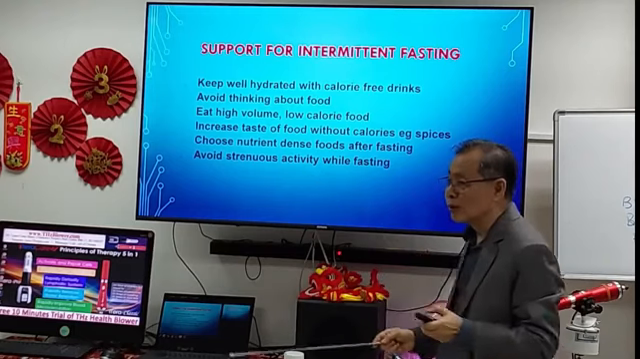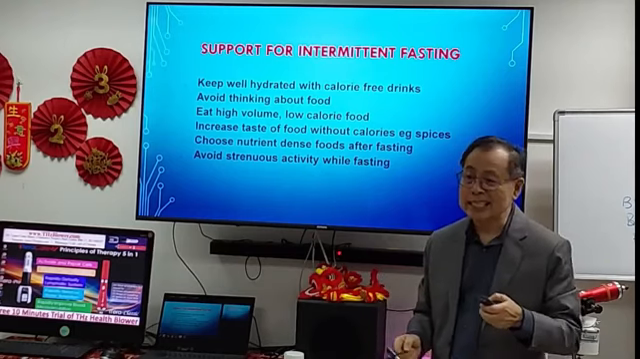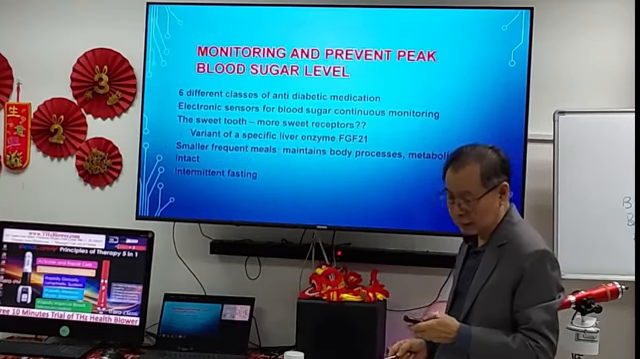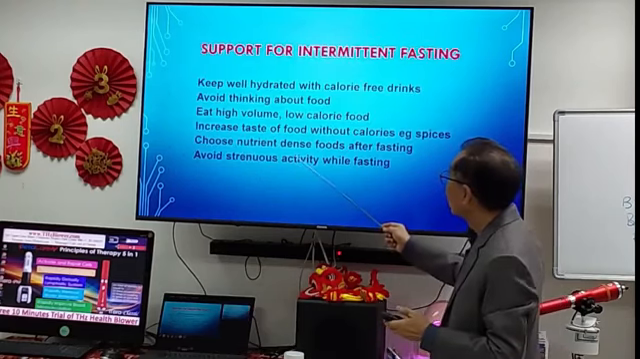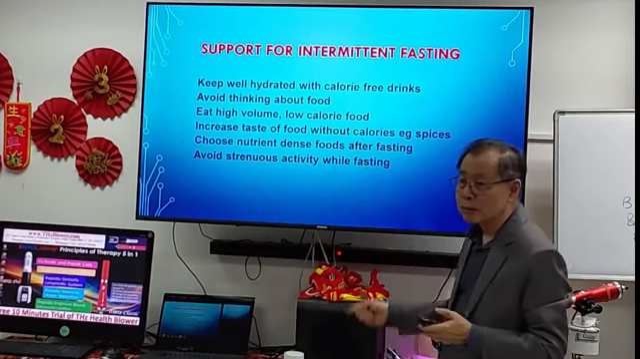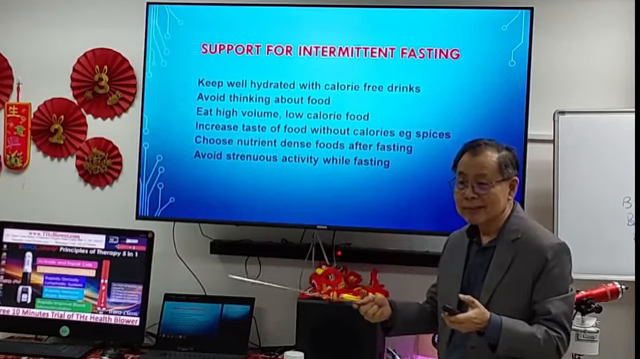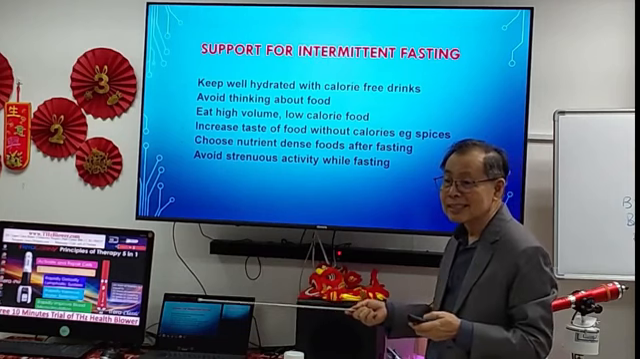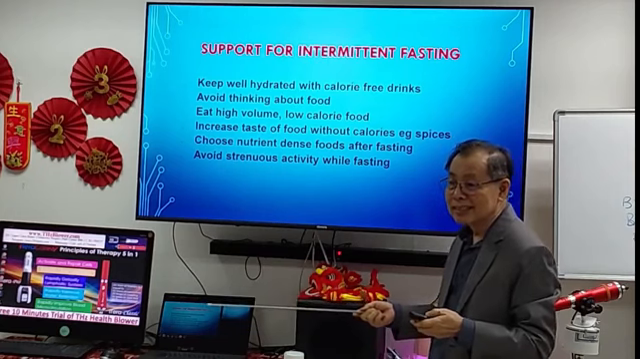And of course, don't be too active when you're fasting. What do you mean by eat high volume and low calorie food? Vegetables, high volume, not so many calories. Oh, means more food, more in quantity. Or bulk, okay. Like vegetables, all these things, a bit more, okay.